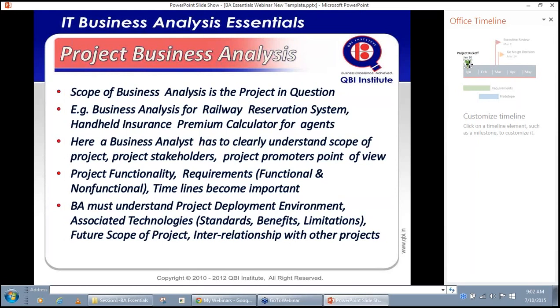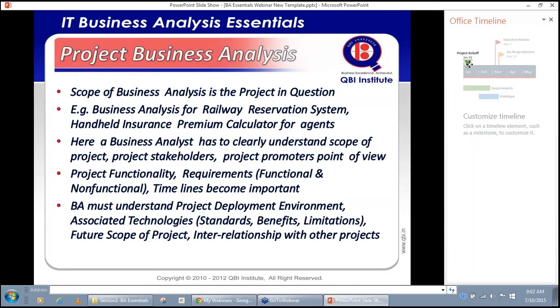Stakeholders are those individuals who are involved with the success of the project or who are affected by the outcome of the project. What is the project promoter's point of view? So here you see, when you work on requirements, you have to work with your stakeholders. So you have to identify them, you have to classify them, you have to engage with them, you have to align with them, you have to seek their sponsorship and support.